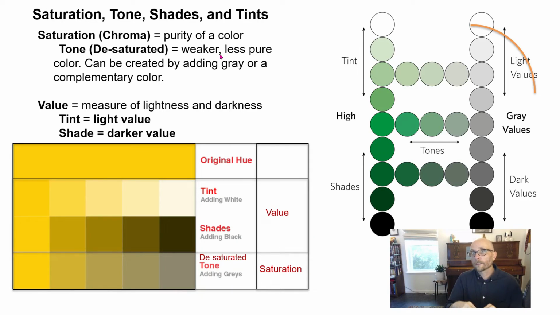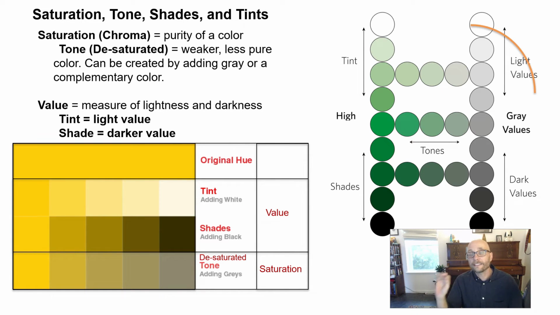So saturated colors are colors that are very, very pure. But we can make what is known as a tone or a desaturated color by either adding gray or by adding its color complement. So if we look down here at the bottom of our little chart, we have the color yellow, and on the far left we have a super saturated pure yellow. But if I add gray, notice how it becomes less yellow. It becomes less saturated. The same thing would happen if I added violet, the opposite of yellow. It would also desaturate and turn kind of grayish.